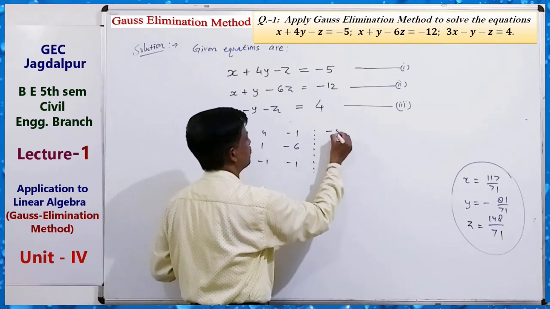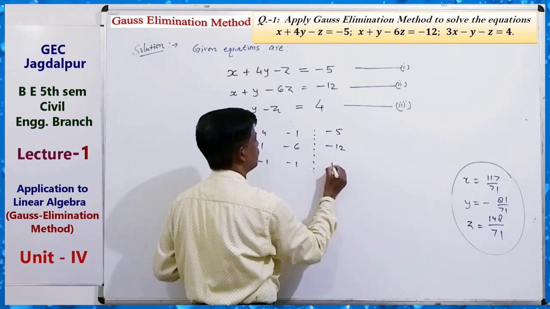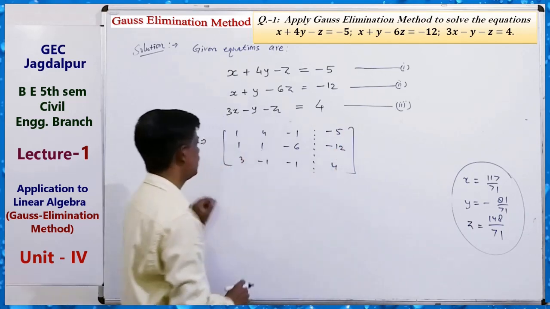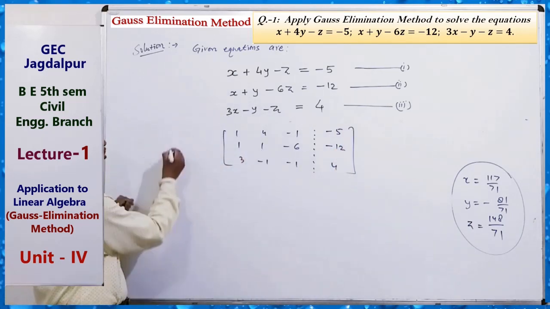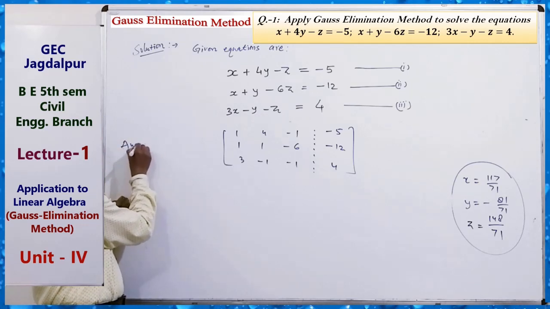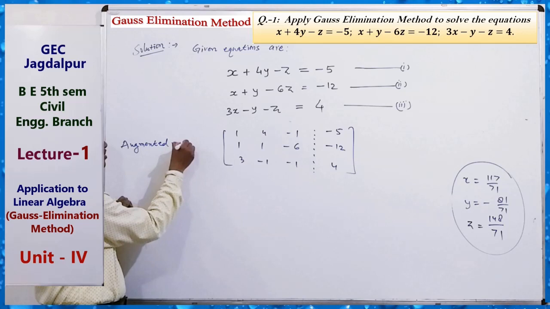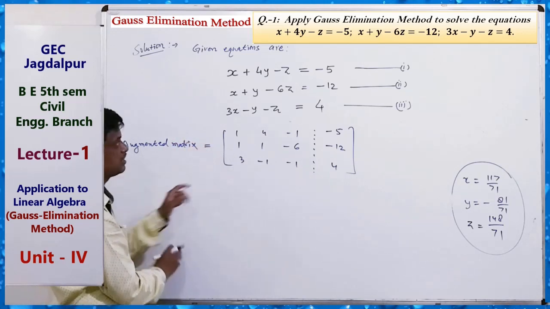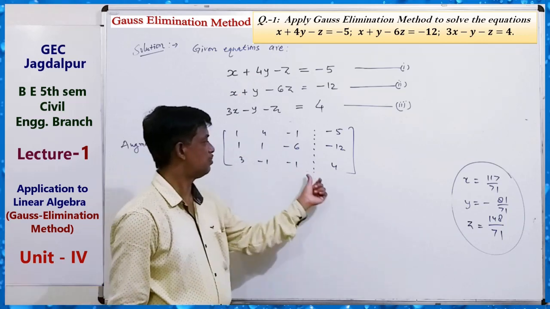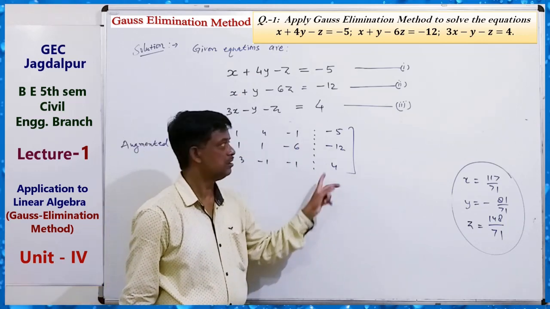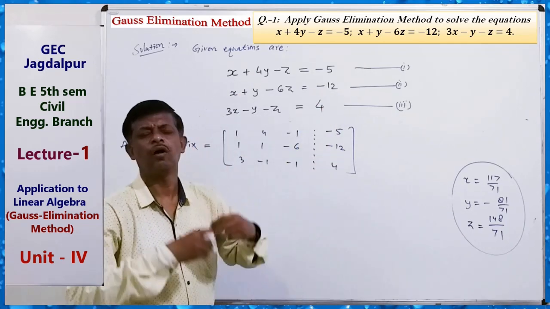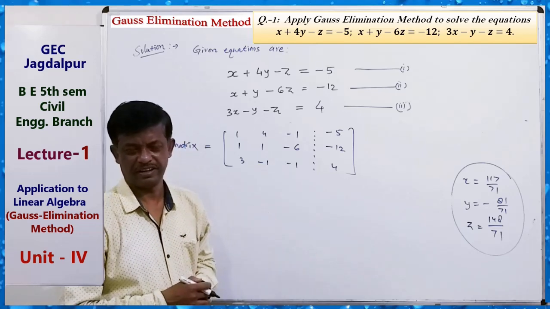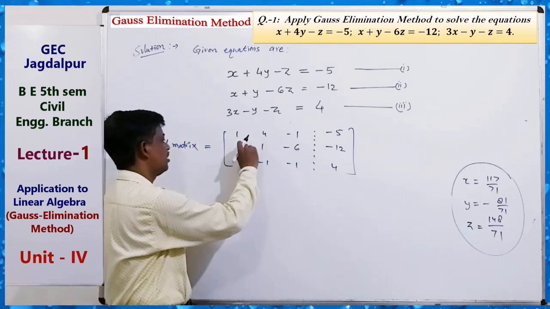Just side by side: minus 5, minus 12, 4. We can write it like this. Take the augmented matrix. The augmented matrix is just the coefficient matrix, and after the vertical dotted line you write the constants. Now only apply row operations here. This is first row, second row, third row.